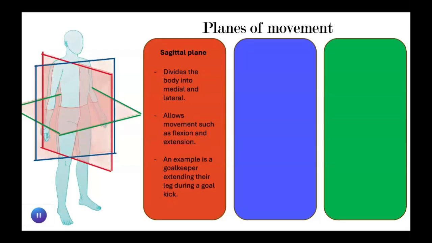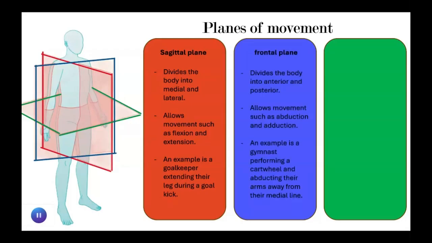The frontal plane divides the body into anterior and posterior, front and back. This plane allows movements such as abduction and adduction. For example, in gymnastics, when the athlete performs a cartwheel, they are performing abduction at the shoulder joints during the execution phase.